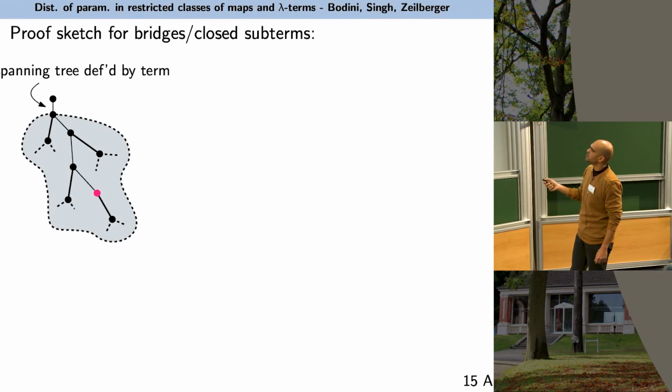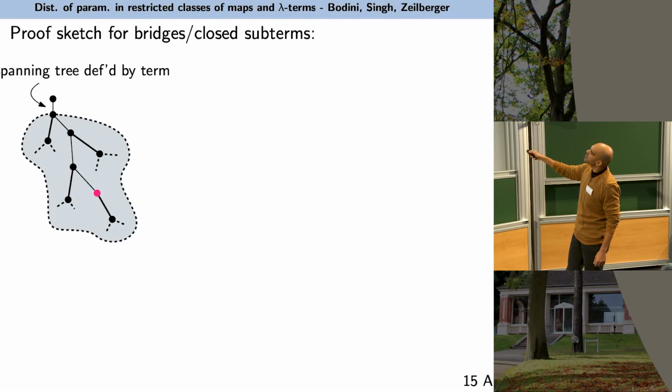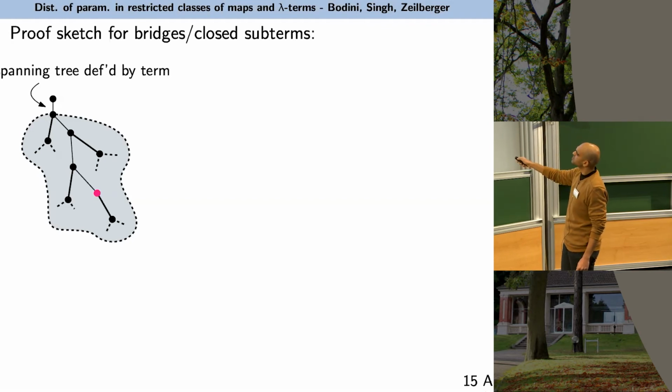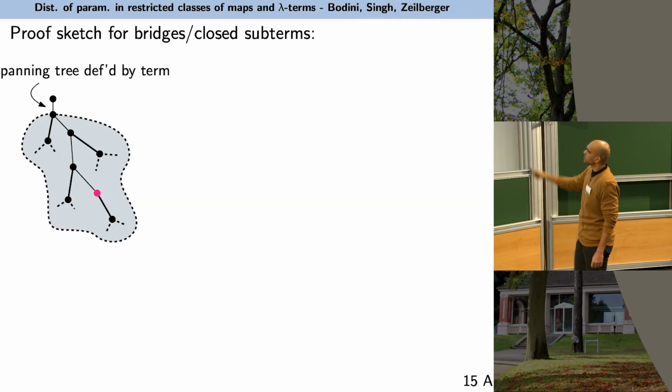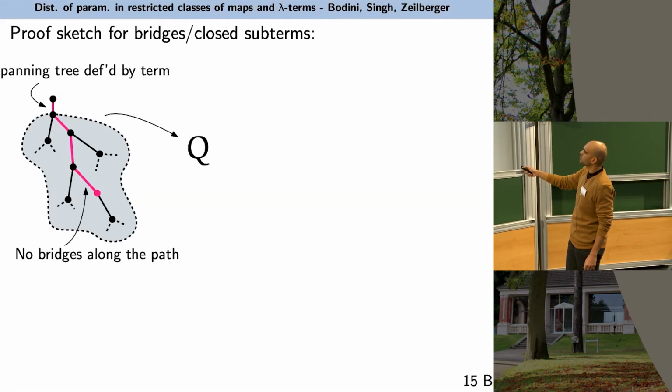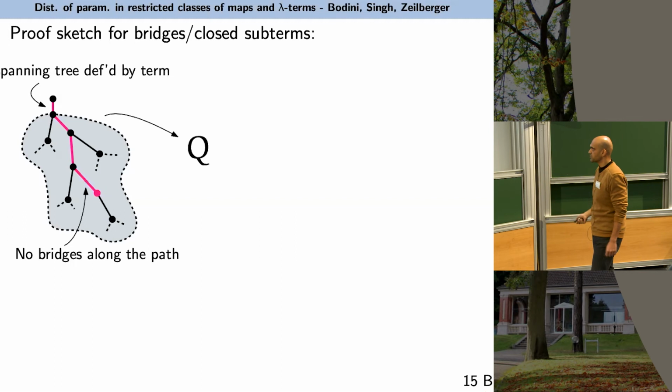So for each map, here we have the map, we can single out the spanning tree defined by the corresponding lambda term. Now, suppose that we have a map where we have a highlighted vertex of degree 2, which we can think of as a vertex where we have deleted one of its incident half edges. So, given a map with a highlighted vertex of degree 2 and the spanning tree defined by a term, we will define the class Q of maps such that the unique path from the root to this highlighted vertex contains no bridges.